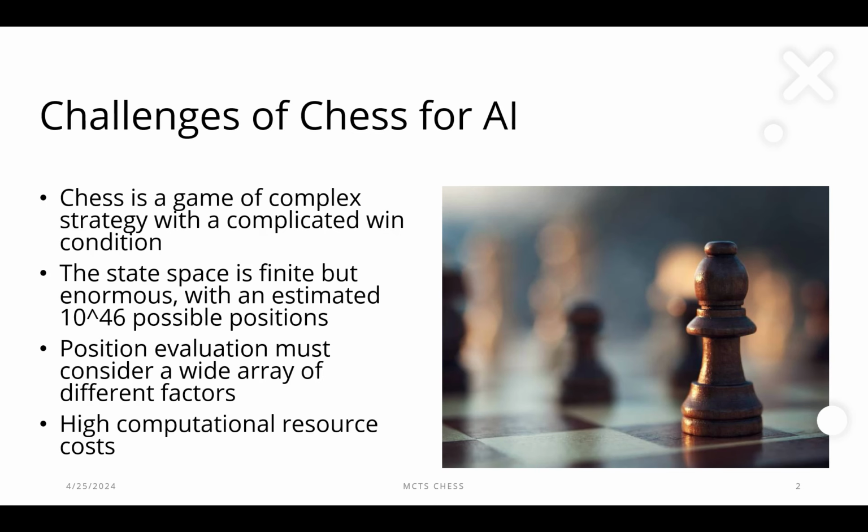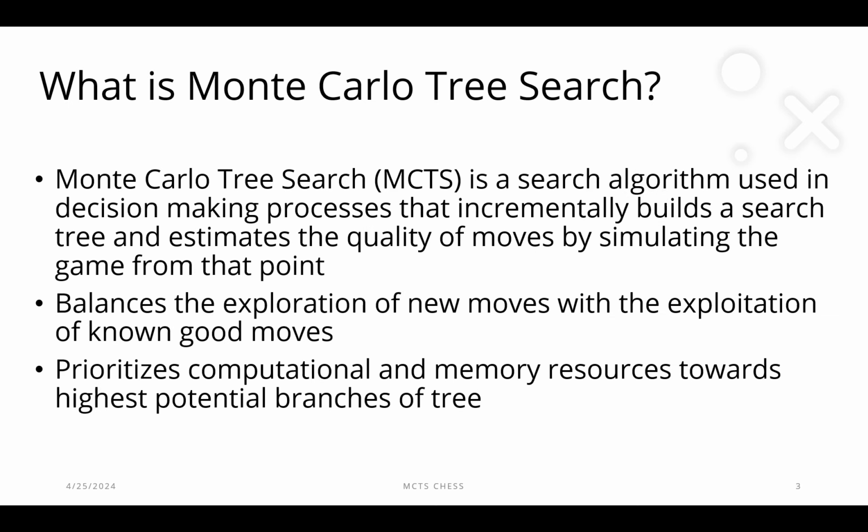So I'll go over some prerequisite information before I dive more into what I actually did here, starting with what makes chess an interesting problem for AI. Chess is a game of complex strategy with a complicated win condition. Its state space is finite but enormous. Online I found an estimated 10 to the 46 possible positions. Position evaluation needs to consider a wide array of different factors, and this quickly takes up available compute resources.